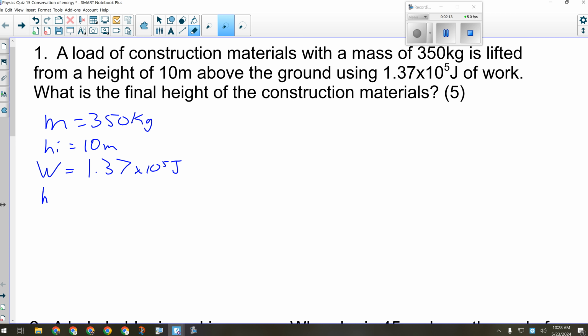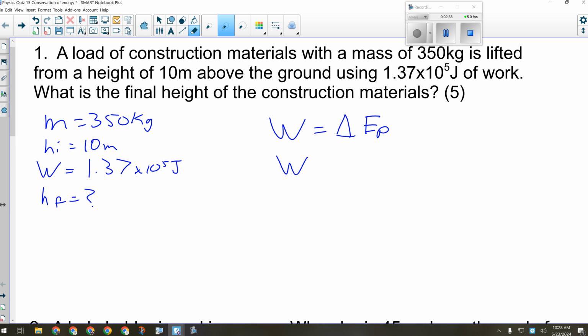So I've got that. I'm looking for the final height of the load of construction materials. Okay. We've already established that this is a work question. What kind of energy is changing? Potential. Potential, because it's talking about height. Okay. So delta EP. All right. Exactly what you're going to have to do on the test on Monday. Identify what kind of question, what kind of energy.